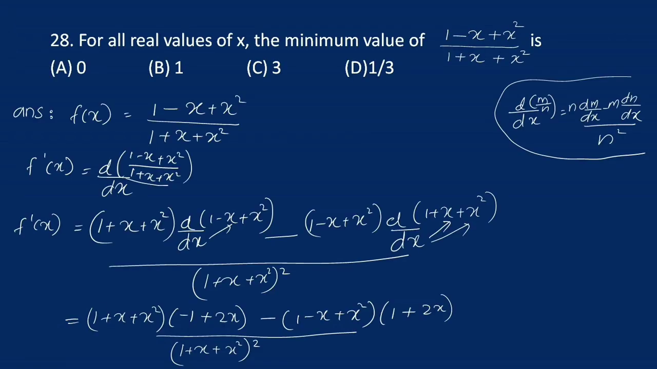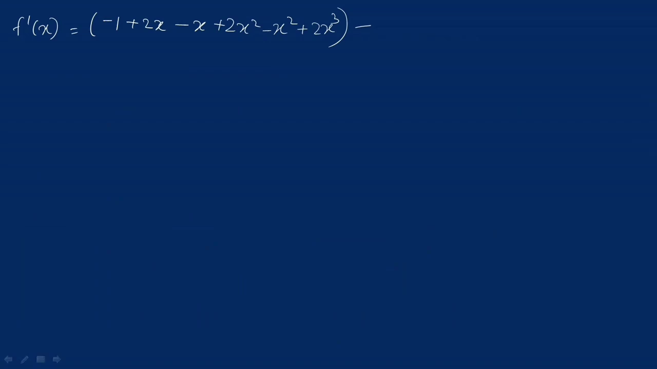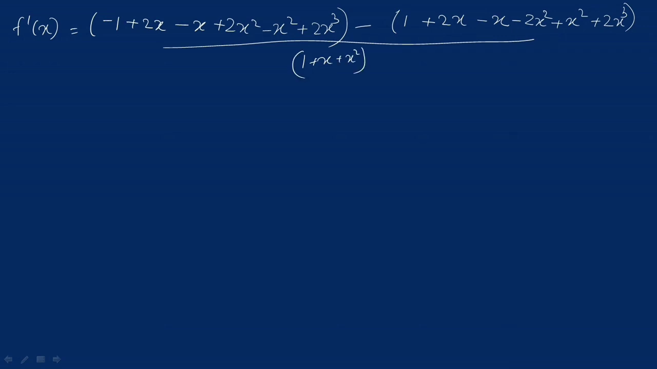Now we have f dash of x, which is equal to, we are opening the brackets for each and every term. So 1 is multiplied with every term of the second, and similarly x and x square are multiplied. So we have the result: minus 1 plus 2x minus x plus 2x square minus x square plus 2x cube, minus the next two brackets, that is 1 plus 2x minus x minus 2x square plus x square plus 2x cube, whole divided by 1 plus x square whole square.